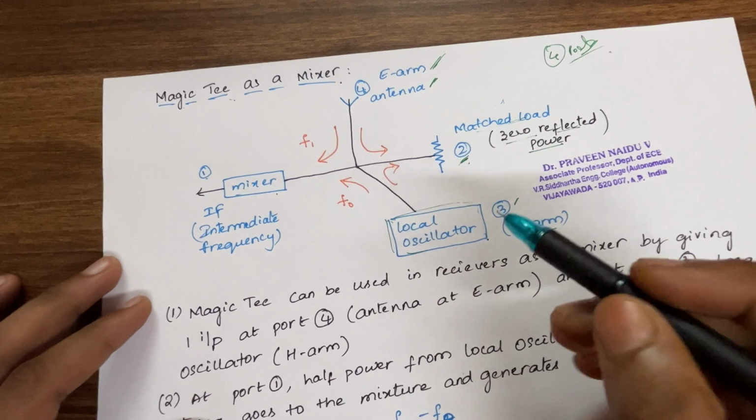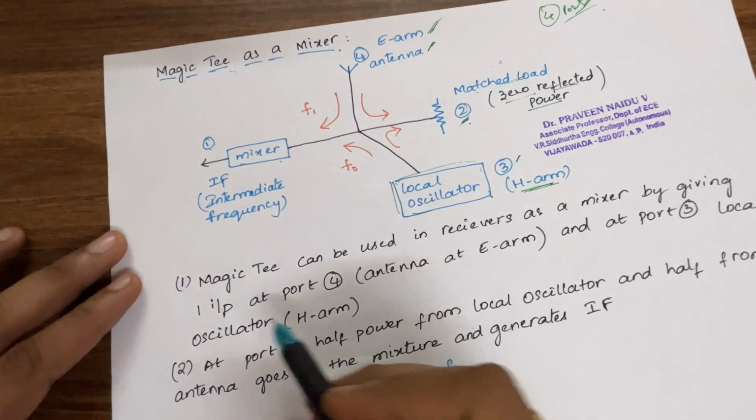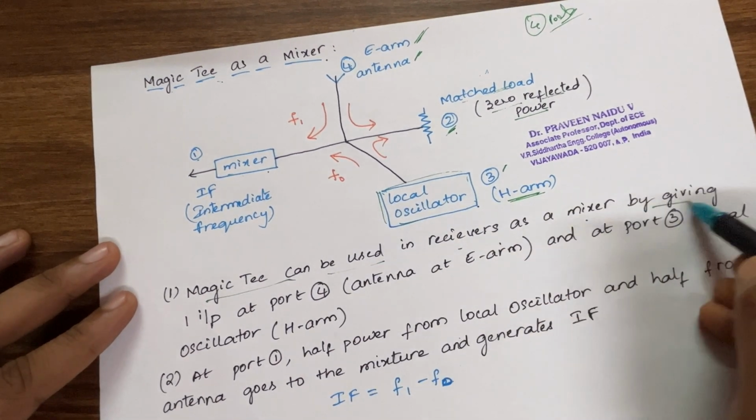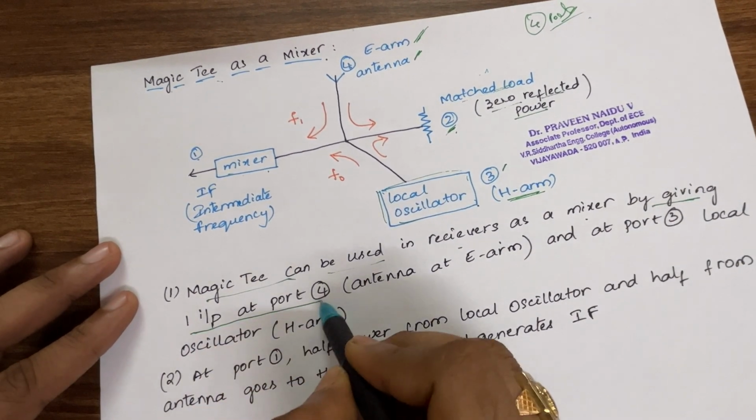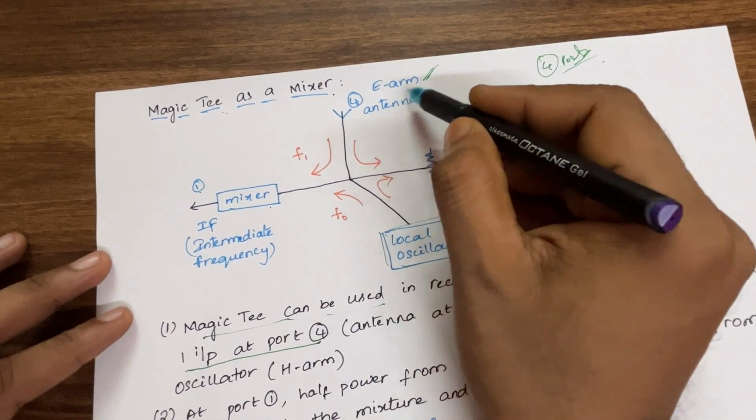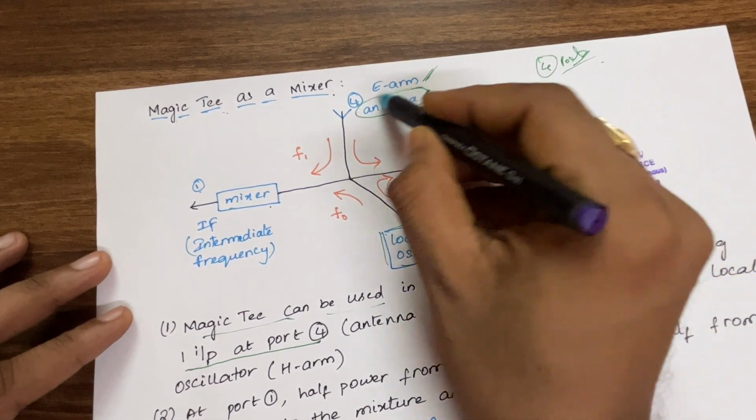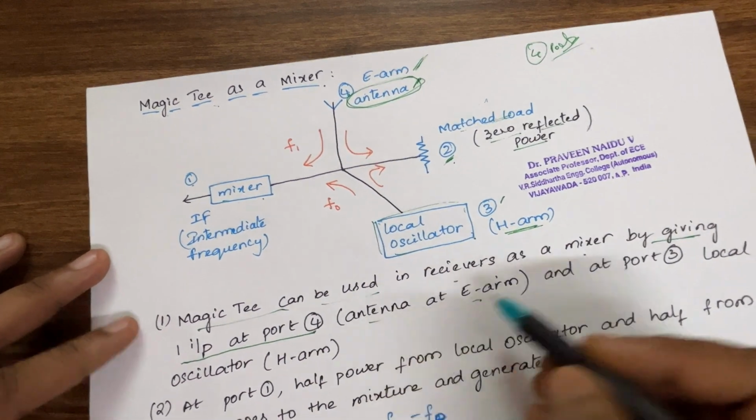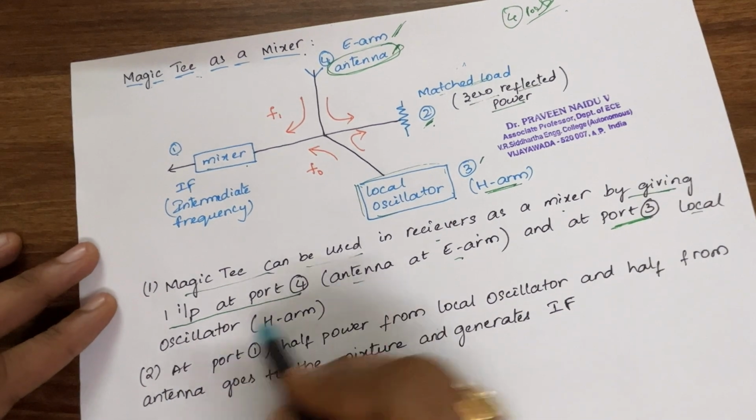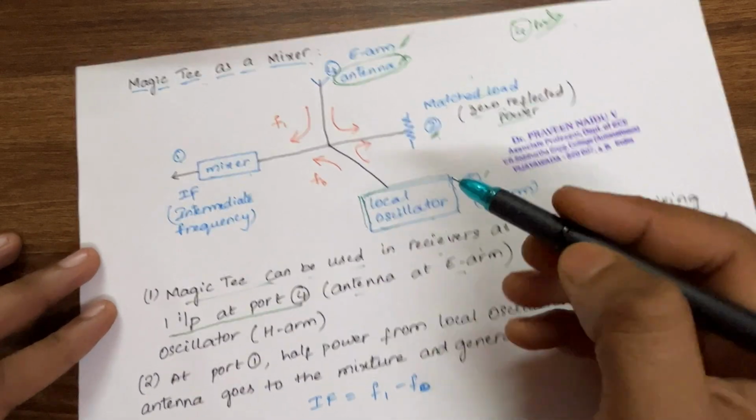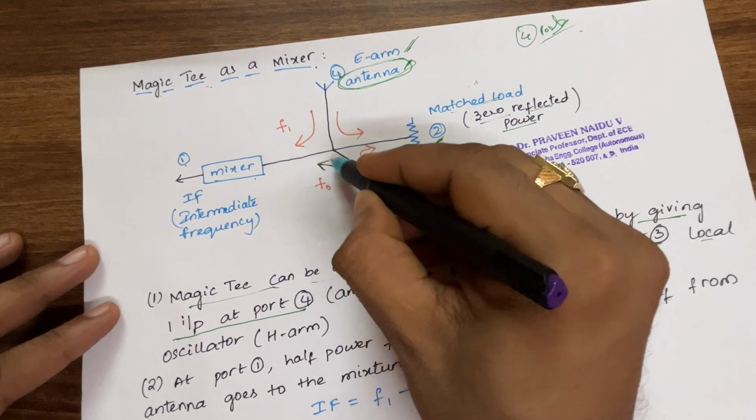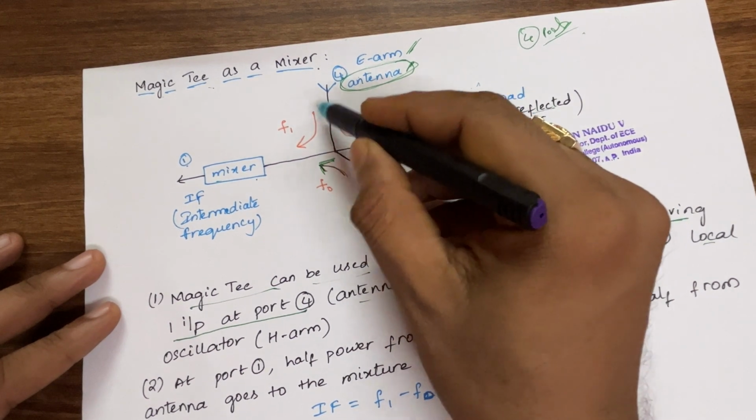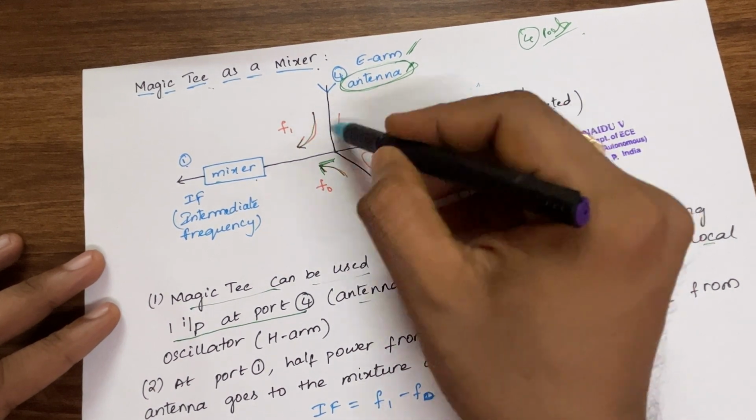So this magic T can be used in receivers as a mixer by giving one input at port 4. One input at port 4 means the antenna will give you an input at port 4, that is antenna at the E-arm, and at port 3 we are connecting a local oscillator. The local oscillator also will give you an input. So we are going to have an F0 frequency input from the local oscillator, and an F1 frequency from the antenna.